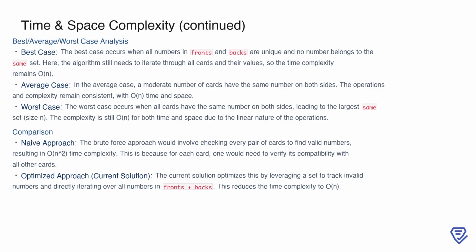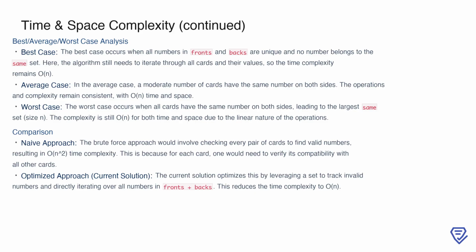Let's now explore how this algorithm performs in different scenarios. In the best case, all numbers in fronts and backs are unique, and none of them belong to the same set. Even in this scenario, the algorithm must iterate through all the cards and their values, so the time complexity remains O(n). In the average case, some cards have the same number on both sides, but the operations and complexity remain consistent, as the algorithm handles these cases efficiently using the same set. The time and space complexity here are still O(n).